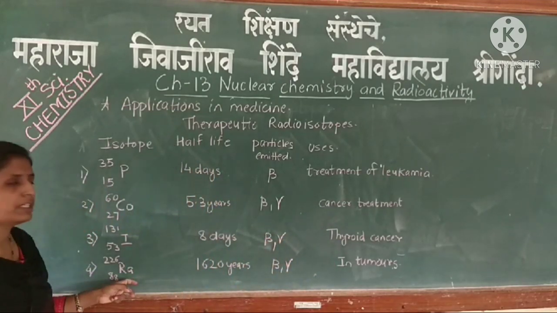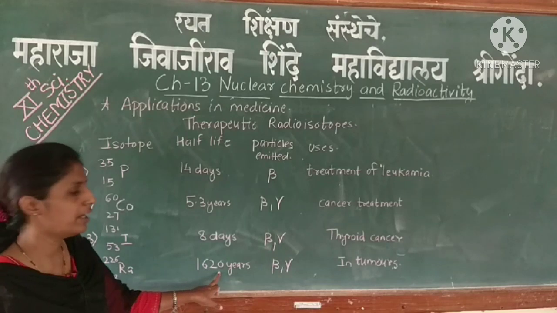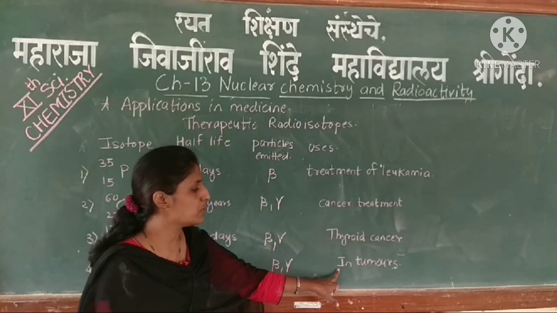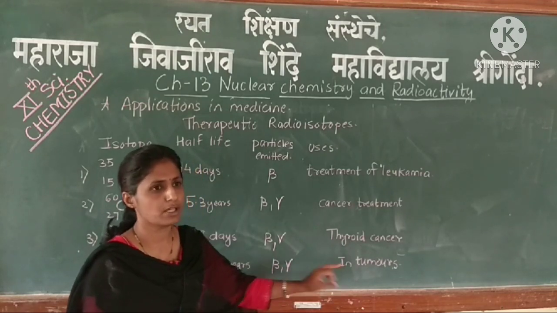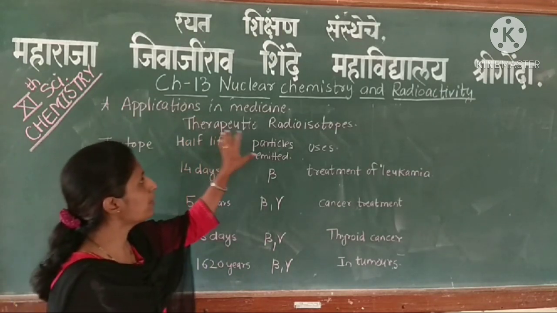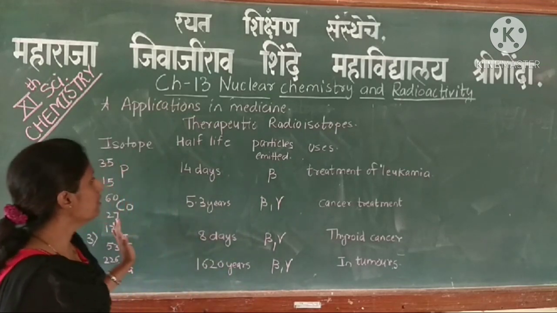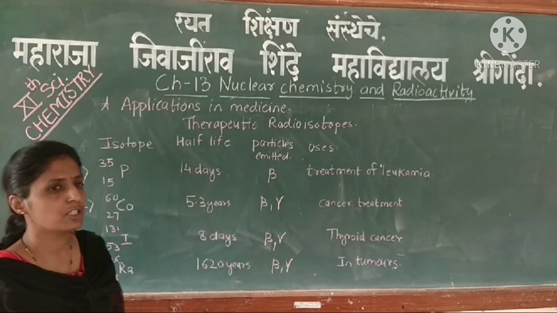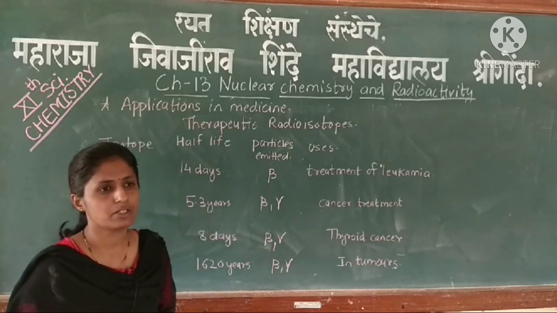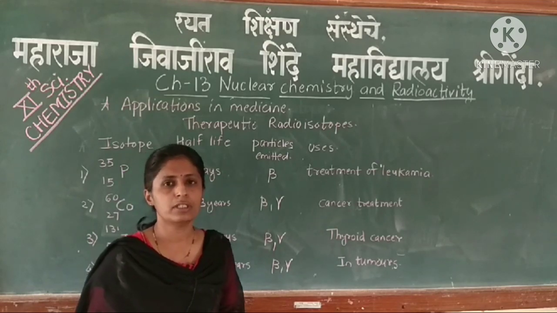And the last one is radium isotope 226. It has a half-life of 1620 years. It emits beta and gamma particles and it is used in the treatment of tumors. So these four radioisotopes are called therapeutic radioisotopes. They are used in treating diseases. So these are the four isotopes. We have seen today the applications of radioisotopes: first in radiocarbon dating and second in the medical field. That's all for this lecture. Thank you.